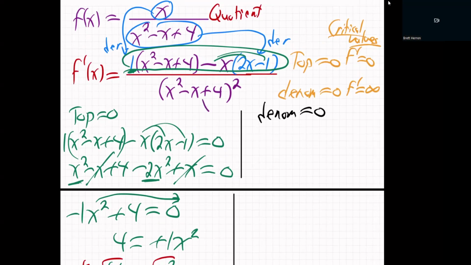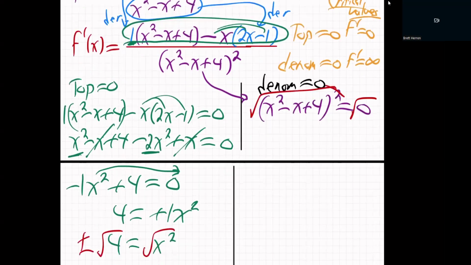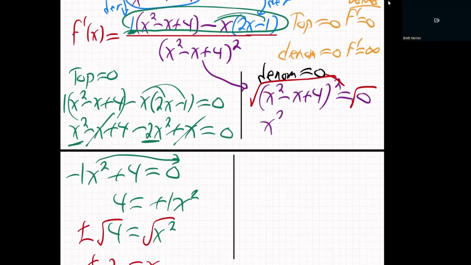So I'll take this denominator right here. I'll go x squared minus x plus 4 squared equals 0. First step, just get rid of that square by rooting it. So we get x squared minus x plus 4 squared root of 0 is just 0. Now, how are we going to solve that?